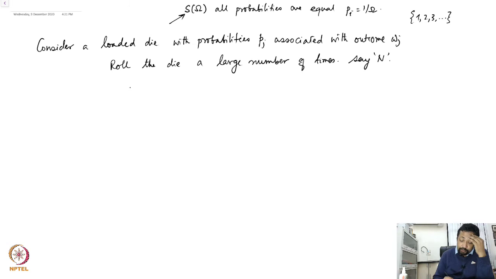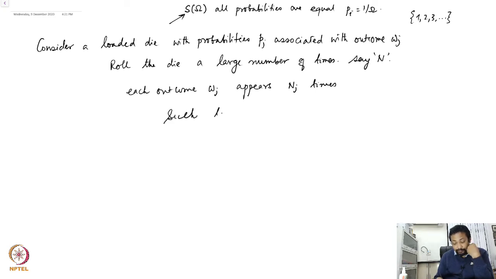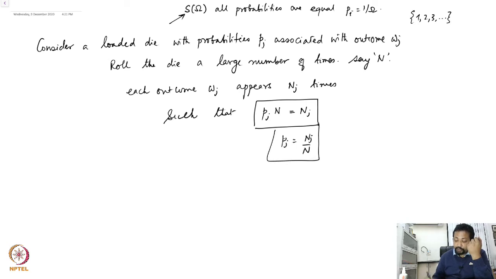So what is going to happen? Then each outcome is going to appear. You have an outcome omega j that appears nj times, such that pj times n is nj. This is what follows from the frequency interpretation of the probability, or alternatively you can write down pj as nj over n. We shall use this later on, right?